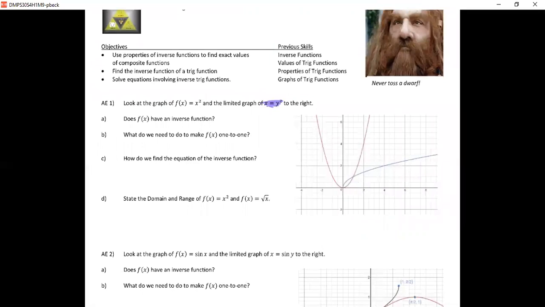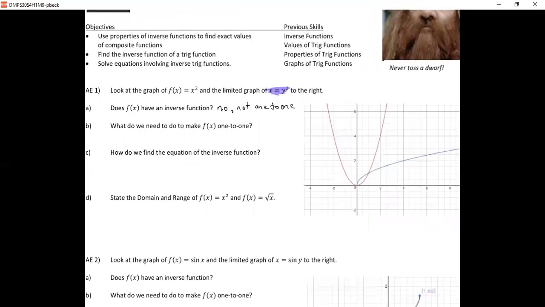And the answer is no, it does not. The reason why it does not is because it is not one-to-one. So in order for you to have an inverse function, if you remember from chapter 5, you must have a one-to-one function, which we don't have. So in order to make f of x one-to-one, we need to limit the domain.